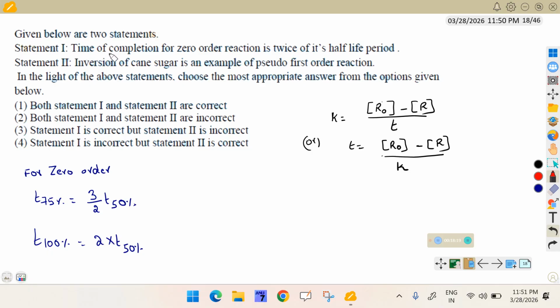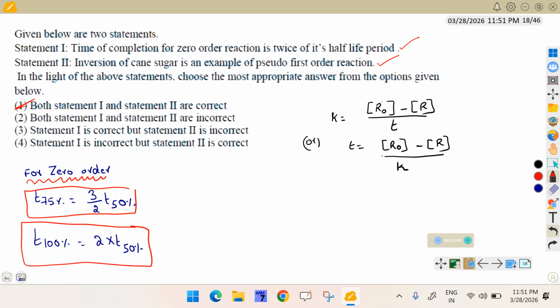Statement 1: Time of completion for a zero order reaction is twice of its half-life period. Statement 1 is correct. Inversion of cane sugar is an example of pseudo first order reaction. This is also correct. Both the statements are correct. Already the relation for zero order reaction between T75% and T50%, and between T100% and T50%, is given. If you want proof, check it.